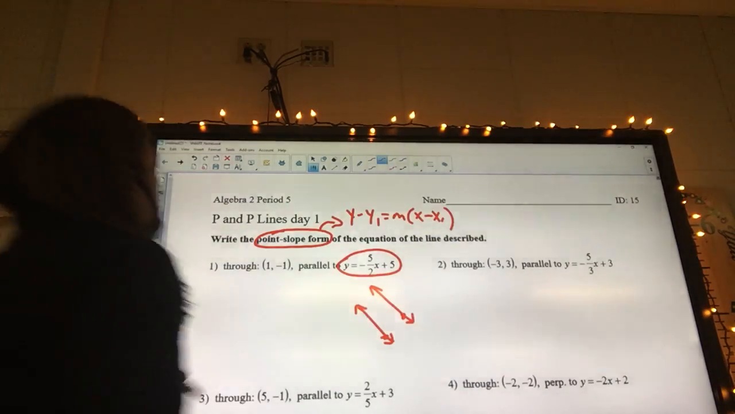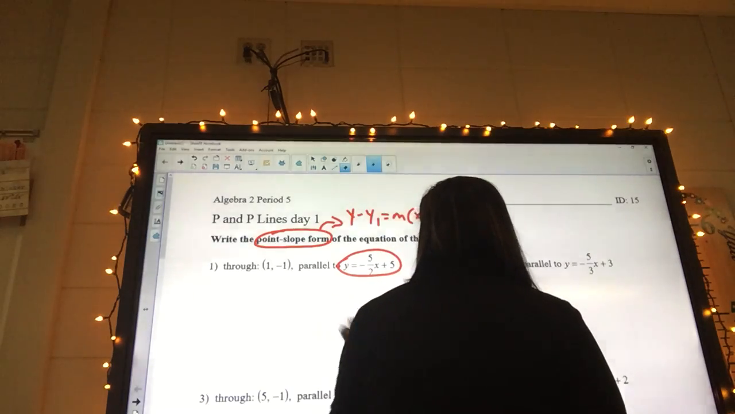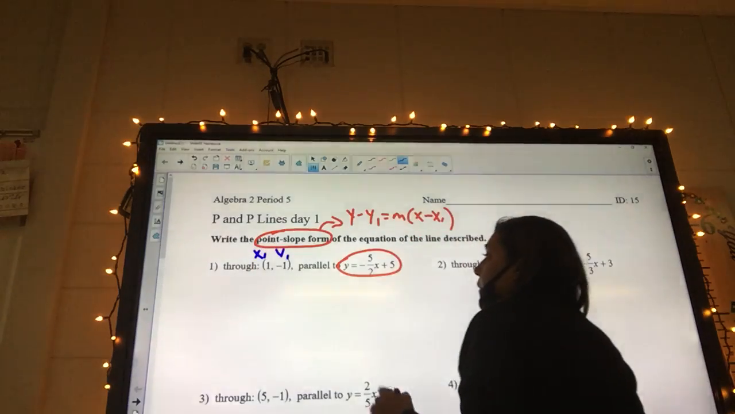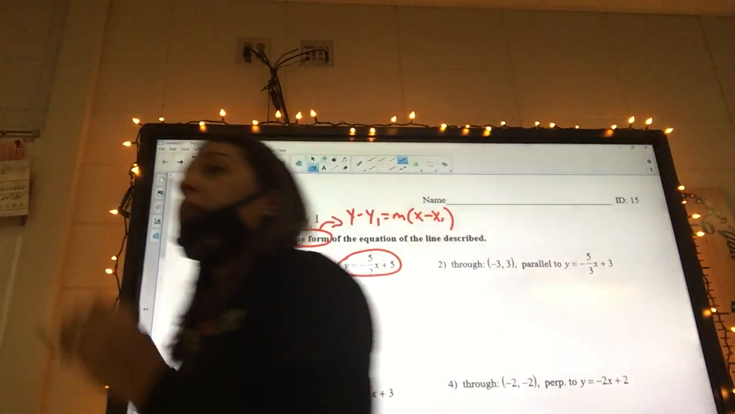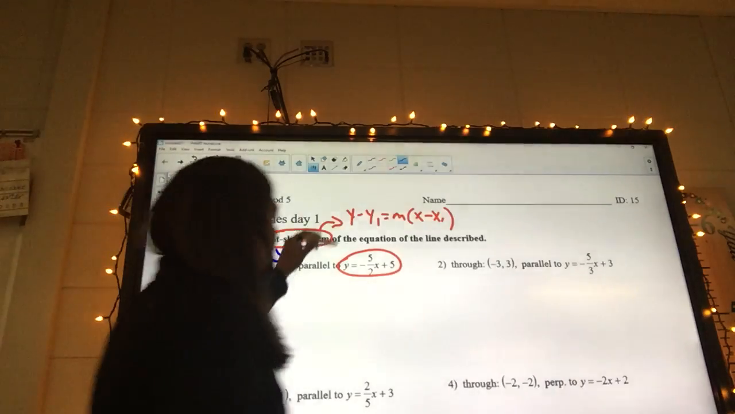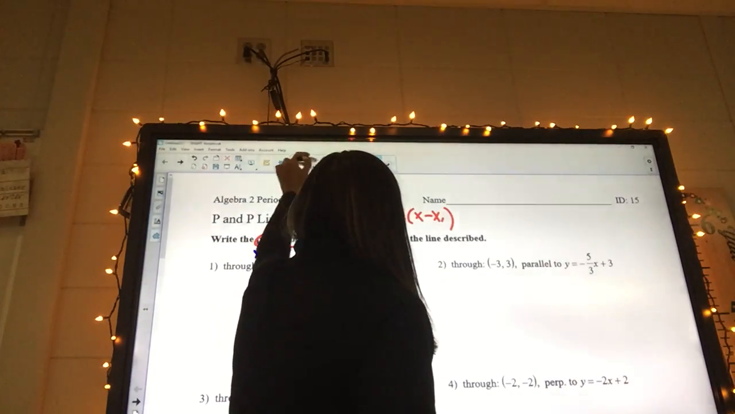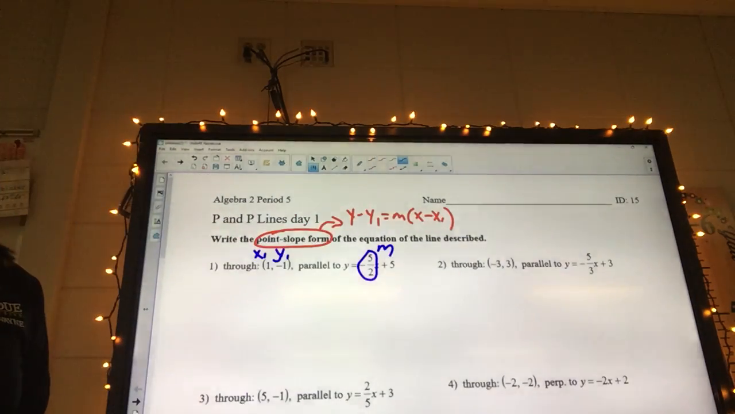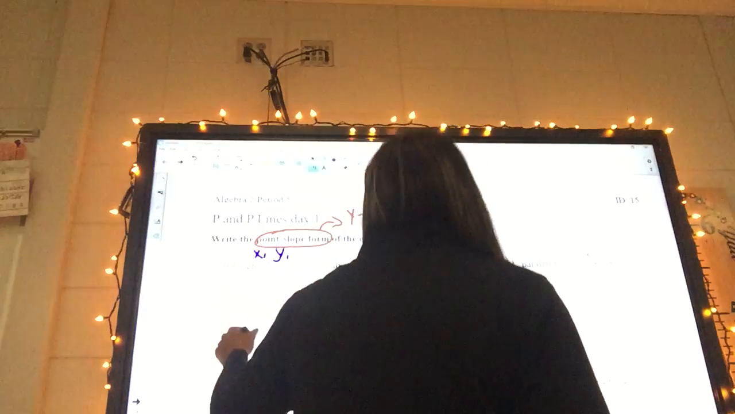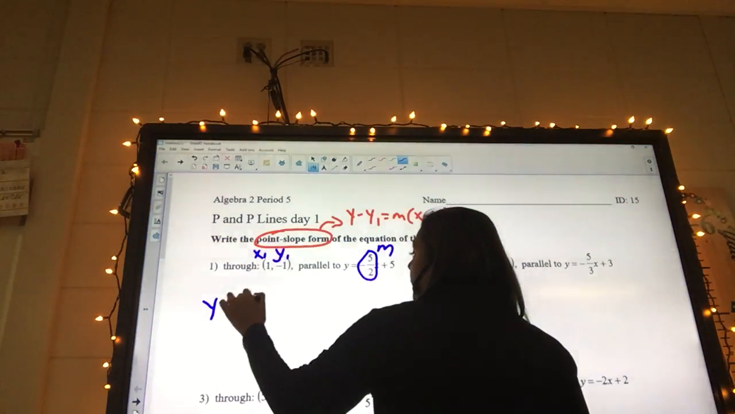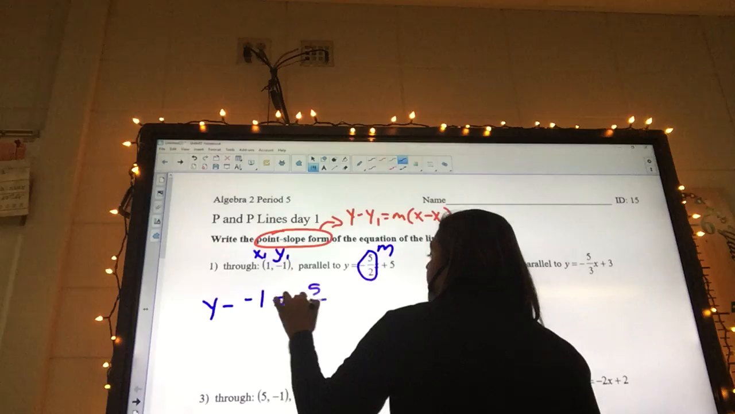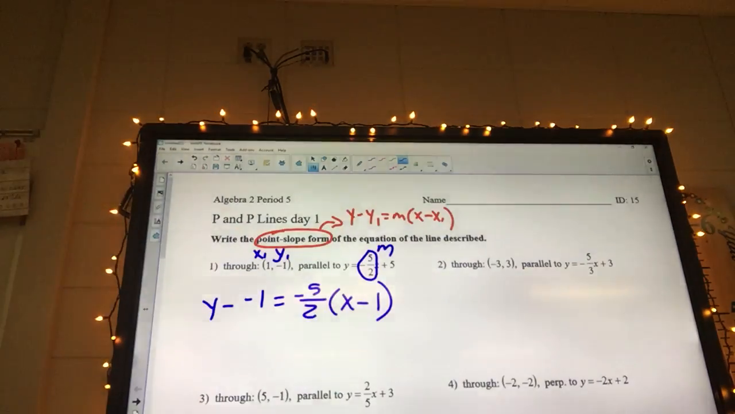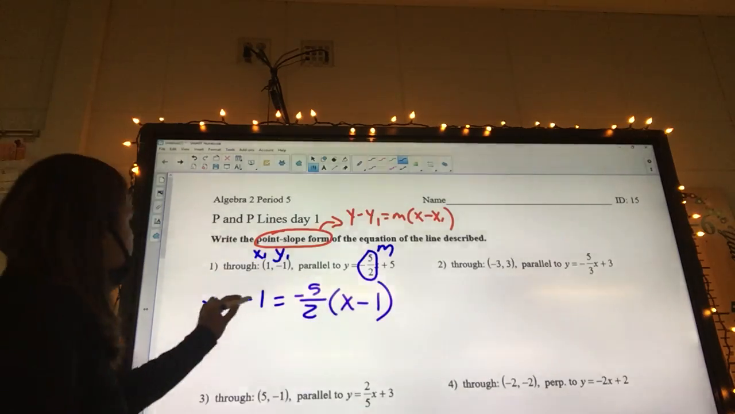Okay, so what we need to do is first label. So it's going to be x1, y1. And our slope, parallel lines, you're going to keep the same slope, which means our slope is going to be -5/2. So this is going to be our m. Parallel, you keep the same slope, and now it's just a matter of plugging in. Y minus y1 equals -5/2 times (x minus 1). Well, what's a minus minus? A positive. It's going to be a plus.